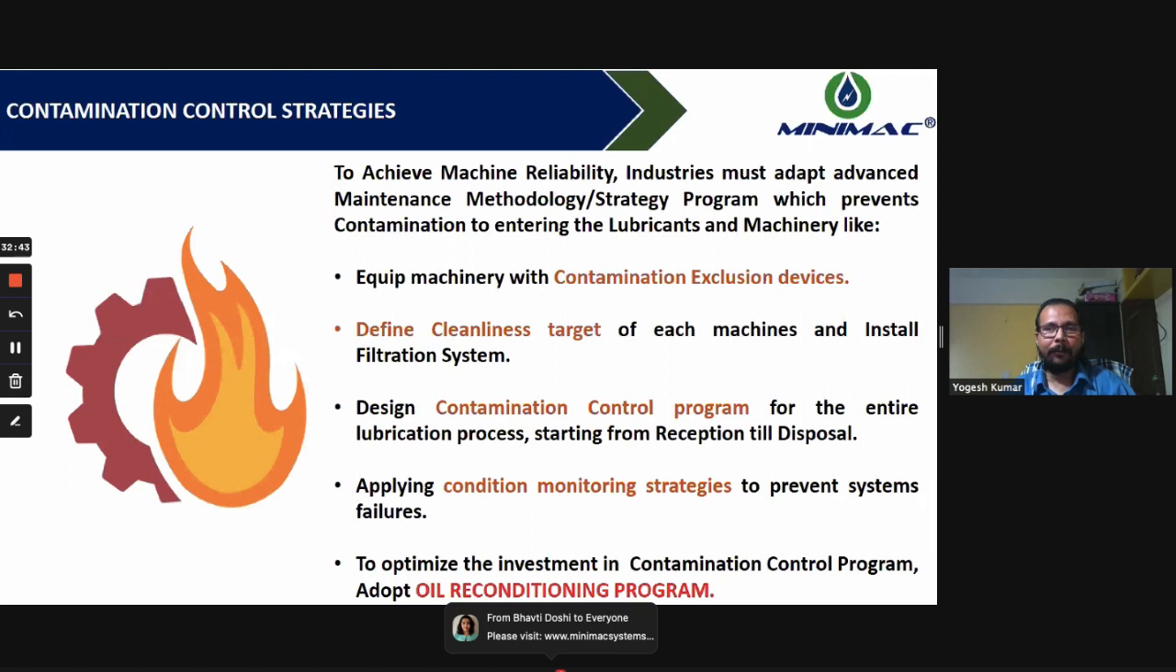Every control system is there in place, but engineering control will be the primary, because whatever we control with human support will not last or be very reliable, because we humans are always making mistakes. But yes, engineering control will be the best. And at the last, if something goes wrong, then we have to reclaim the oil or bring it back to the original condition. That is the oil reclaiming program.